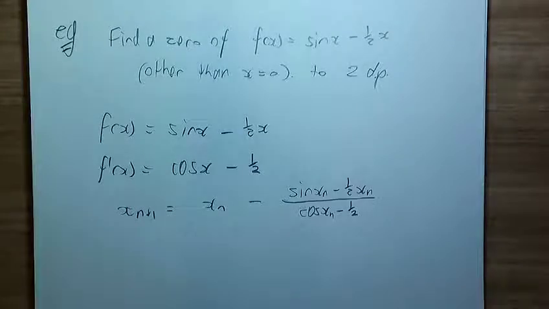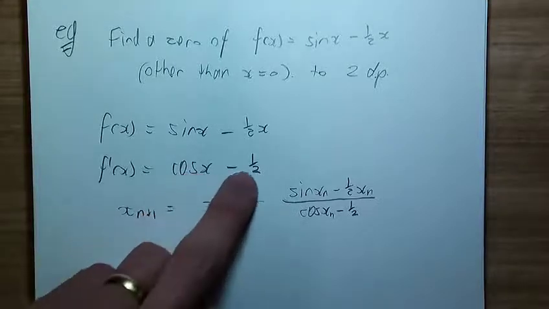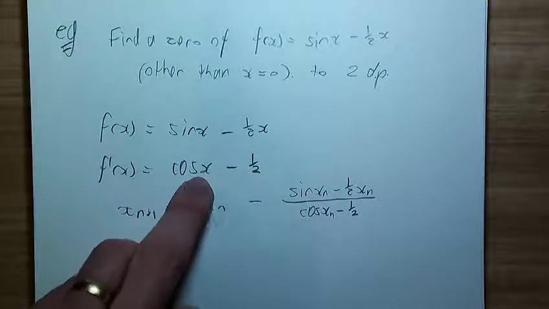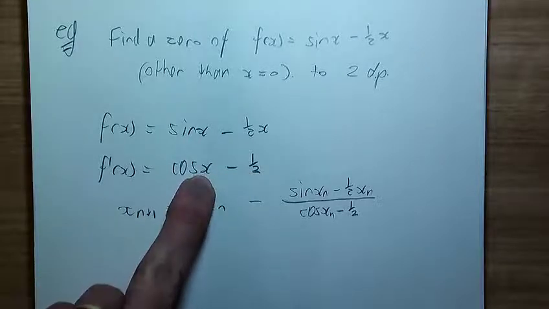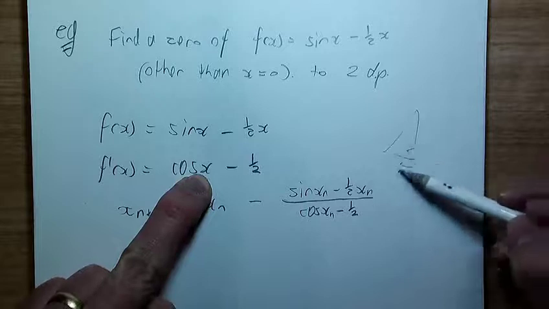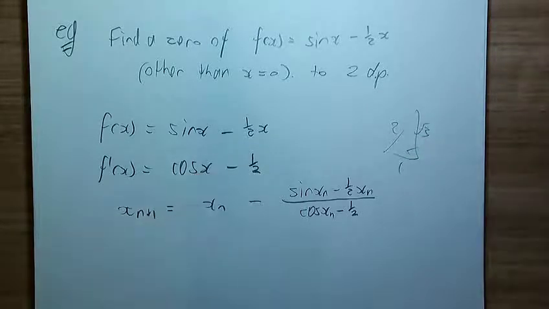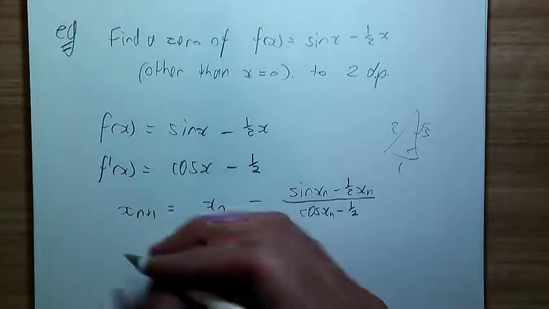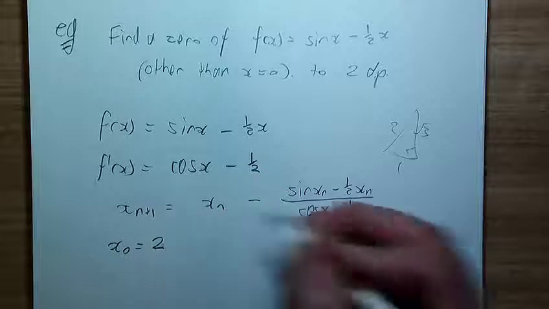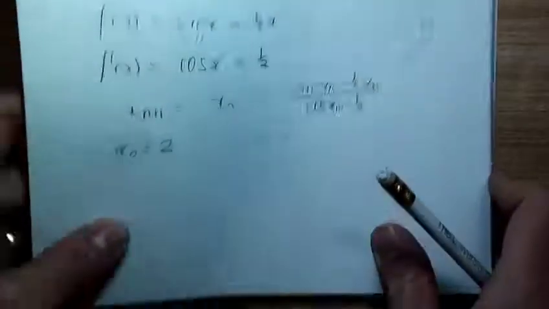It's usually a good idea to pick a point that's not near one of the turning points. So at this turning point, cos x would be equal to half when x was what? Pi on 3. So you don't want to pick something near pi on 3, and 2 is not near pi on 3, so that's good. So let's pick x0 to be 2, and then we'll just keep going.